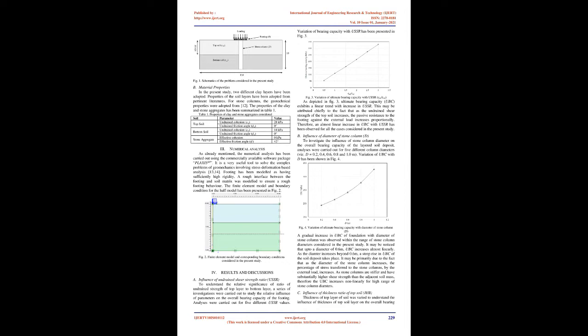B. Material properties. In the present study, two different clay layers have been adopted. Properties of the soil layers have been adopted from pertinent literatures. For stone columns, the geotechnical properties were adopted from 12. The properties of the clay and stone aggregates has been summarized in Table 1.